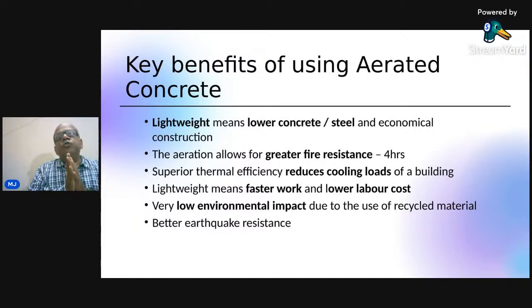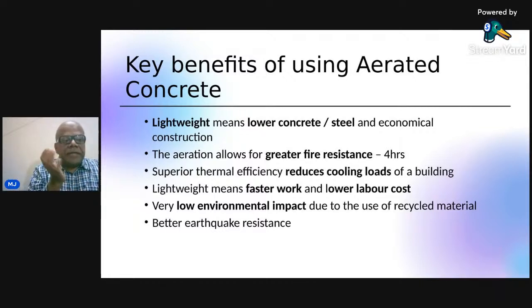Lightweight concrete also has to use recycled material, again like GGBFS or fly ash, because you can't use heavy aggregates. If you use heavy aggregates, the weight of the concrete will go up, the density will again rise, and you want to keep it below 1000 kg per cubic meter. So you are forced to use lightweight aggregates like GGBFS, the powder of slag, or fly ash.